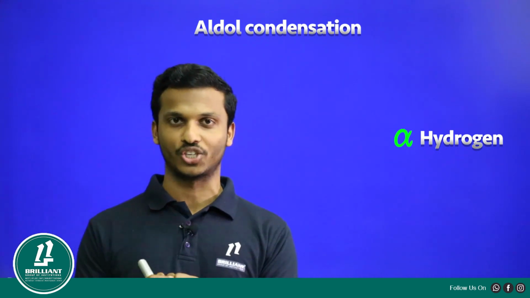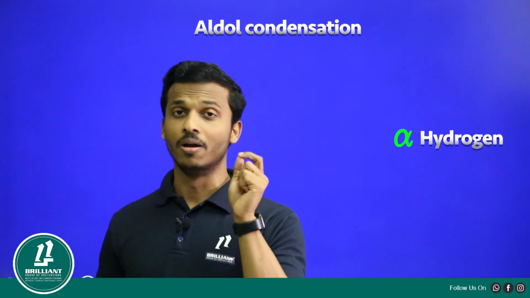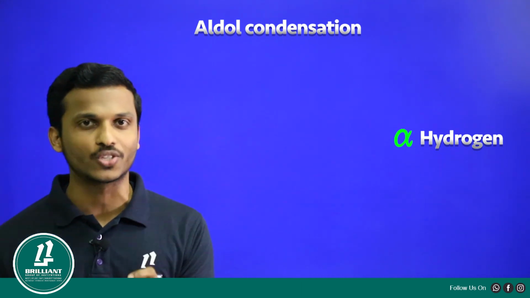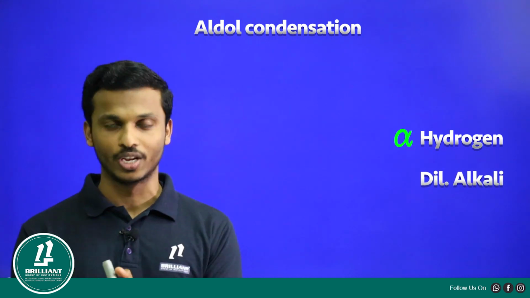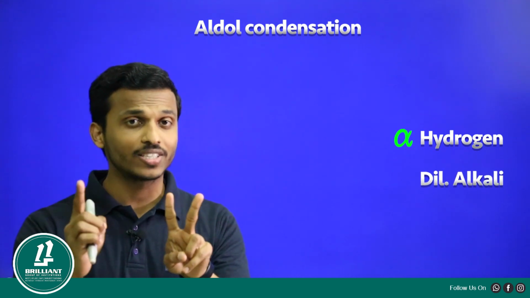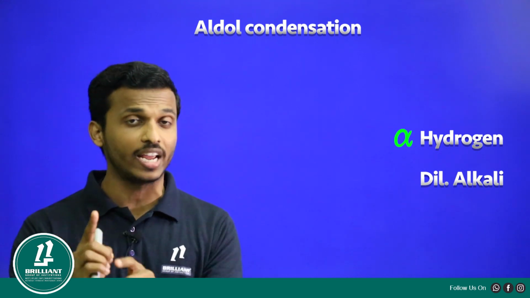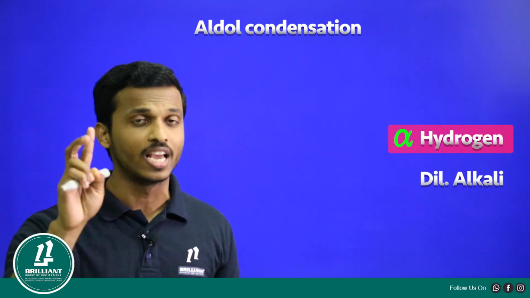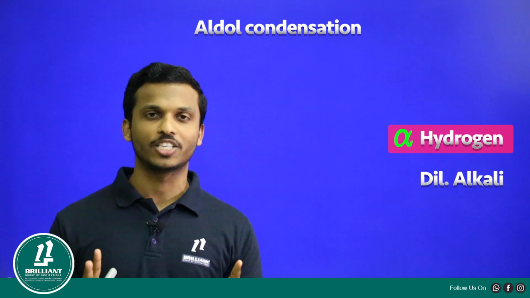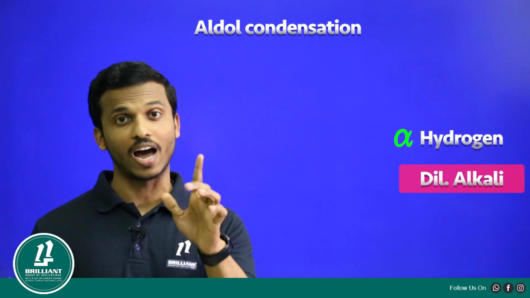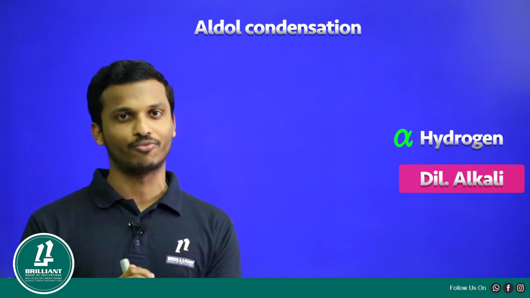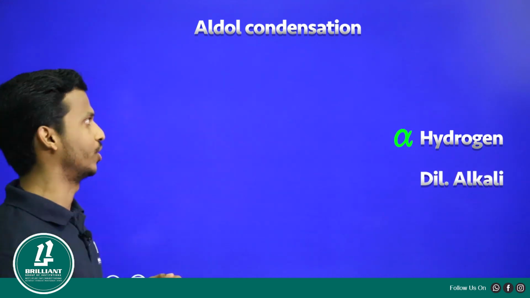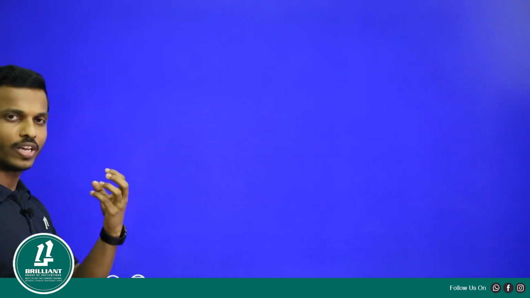And the second condition, the reaction must be carried out in presence of a dilute alkali, for example, dilute NaOH. So the two conditions: the reacting aldehyde or ketone must contain at least one alpha hydrogen, and the reaction takes place in presence of a dilute alkali. First, I am discussing the detailed mechanism for aldol condensation. Let me take one example.